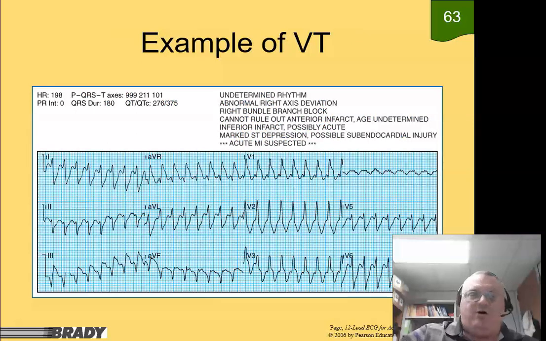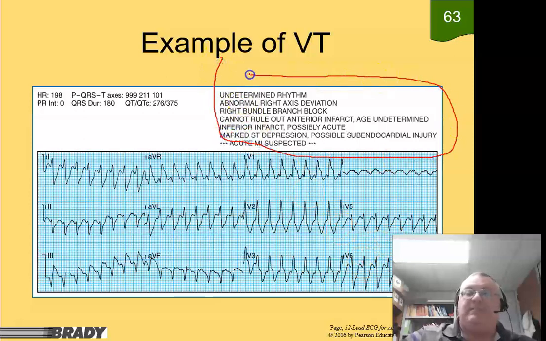Let's look at that. Oh man, I love it. Let's look at this undetermined rhythm here. Wow, you got to be suspected MI. Okay, well, of course the machine's right. Okay, abnormal right axis deviation, right bundle branch block, cannot rule out anterior infarct. Wow, you got to be kidding me. Let's see here. Let's look at the axis. 211. Remember on our little axis chart here. Yeah, well, 211's about this way. That's ventricular. Once again, we're in no man's land.